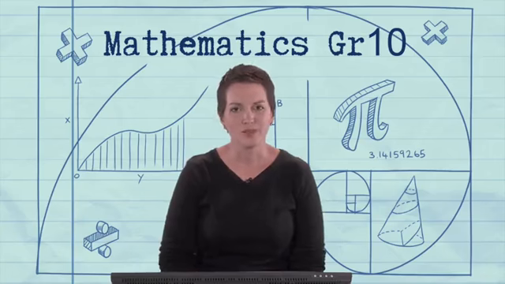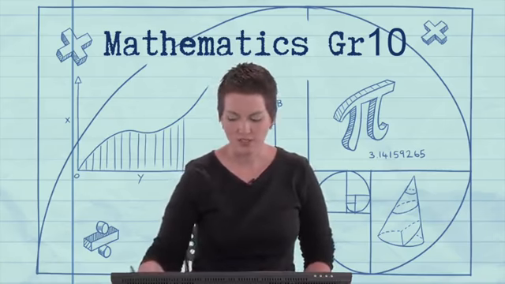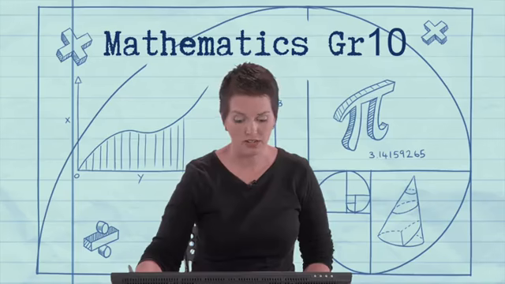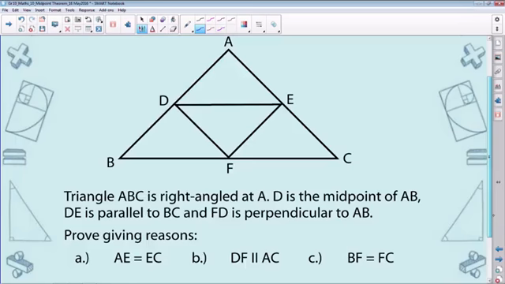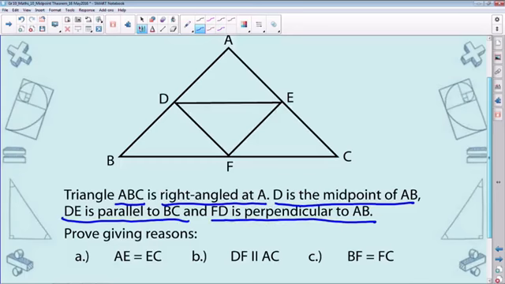Okay, with that pep talk, it's now time to look at a question that we can do together. And this one has a picture of a triangle with a triangle on the inside. And it says triangle ABC is a right-angled triangle at A. D is the midpoint of AB. DE is parallel to BC, and FD is perpendicular to AB.